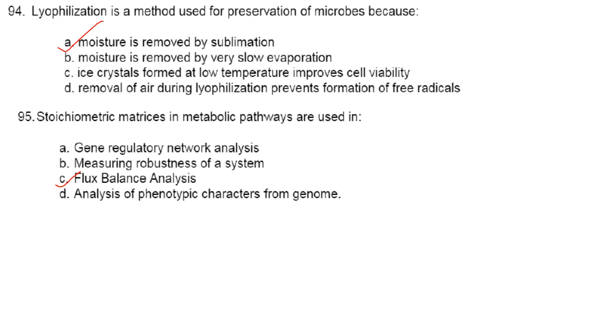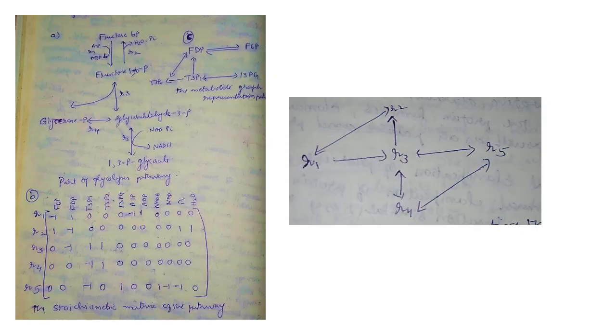Answer is option A. Stoichiometric matrices in metabolic pathways are used in flux balance analysis. Okay. Now this is a stoichiometric matrix. This one is the stoichiometric matrix for this particular pathway, that is fructose 6-phosphate to fructose 1,6-bisphosphate of glycolysis pathway. Part of a glycolysis pathway is represented here, and this is the stoichiometric matrix of the pathway.